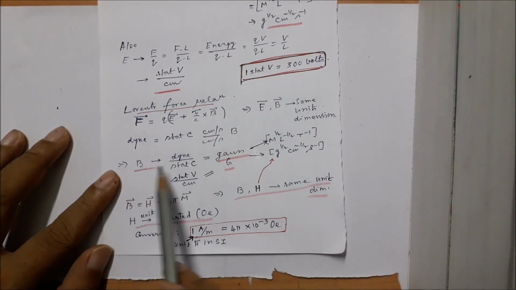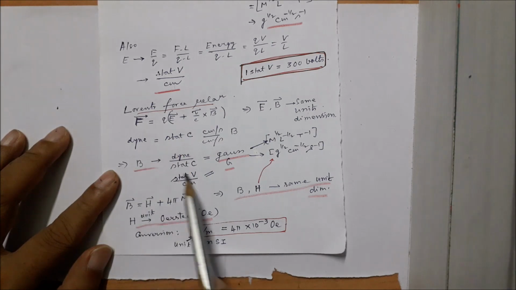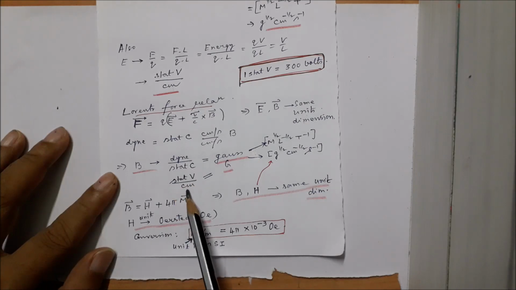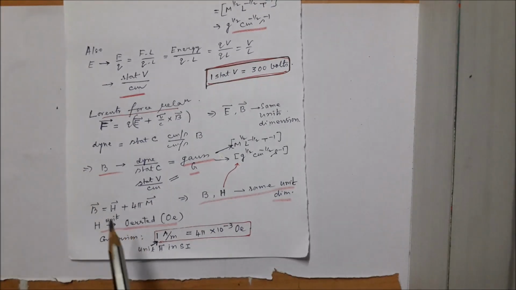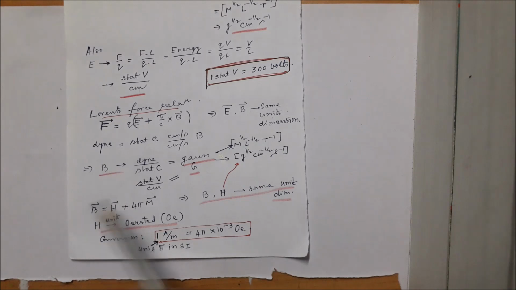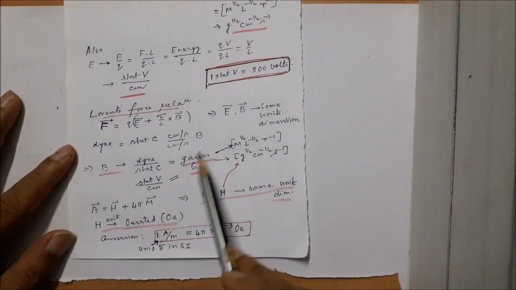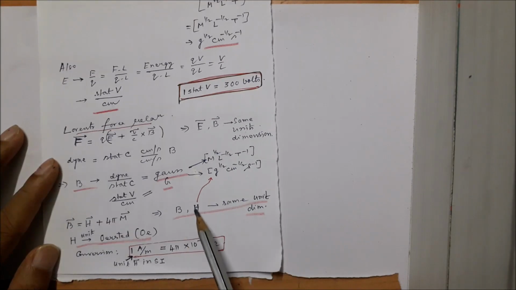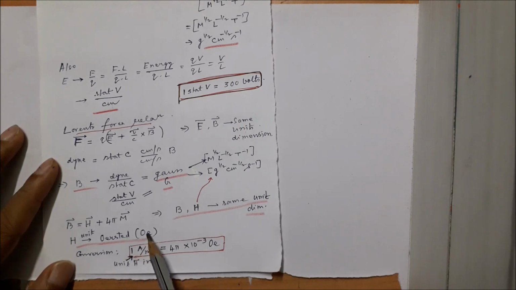So in the next step we have B equal to dyne per stat coulomb, and this one, as we showed, is equal to stat volt per centimeter. Now the interesting fact is that the unit of B is given a particular name which is called Gauss. Again, from this relation what we see that B, H and M have same unit. So B and H have same unit, same dimension, but the unit of H is called Oersted, and this is the relation between SI unit and the Gaussian unit of H.